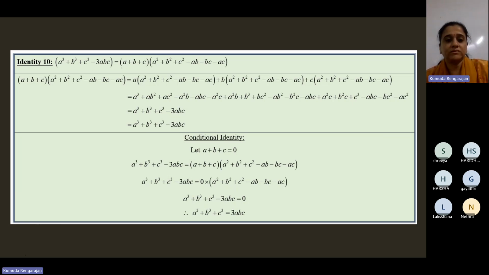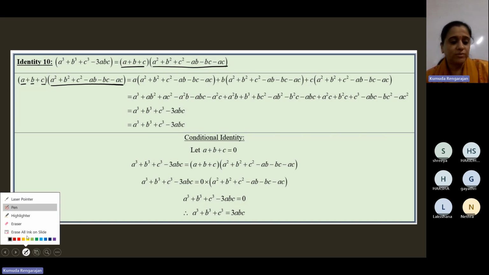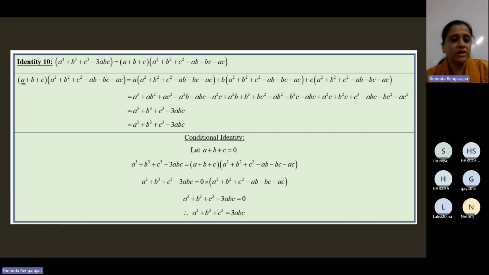So you need to find the product of these two expressions. Every term in the first bracket should be multiplied with the second bracket. The first bracket has three terms, A, B, and C. So A is multiplied with the second bracket, B multiplied with the second bracket, C multiplied with the second bracket. Then you need to find the product of the terms like this, right?